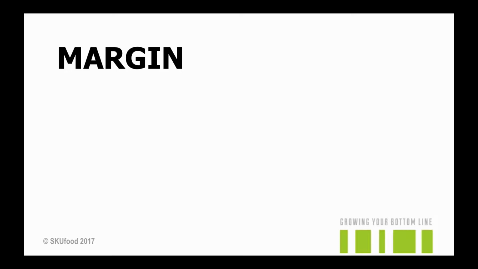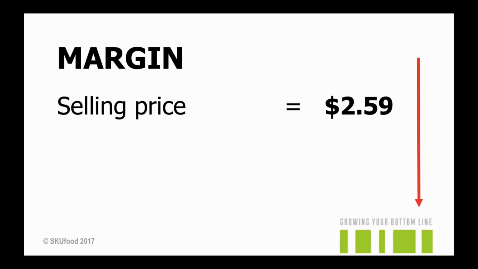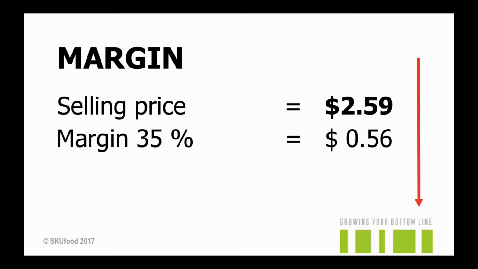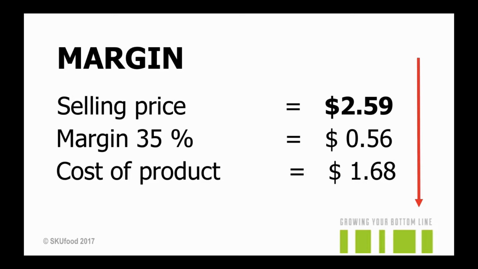Margin. Let's look at a margin example here. The selling price is $2.59 for this product. You want to have a margin of 35%, which is 56 cents. It's 35% of $2.59. And that means the cost has got to be $1.68. If you want to have a margin of 35%, you want to sell that product for $2.59, then the cost of that product has to be $1.68.